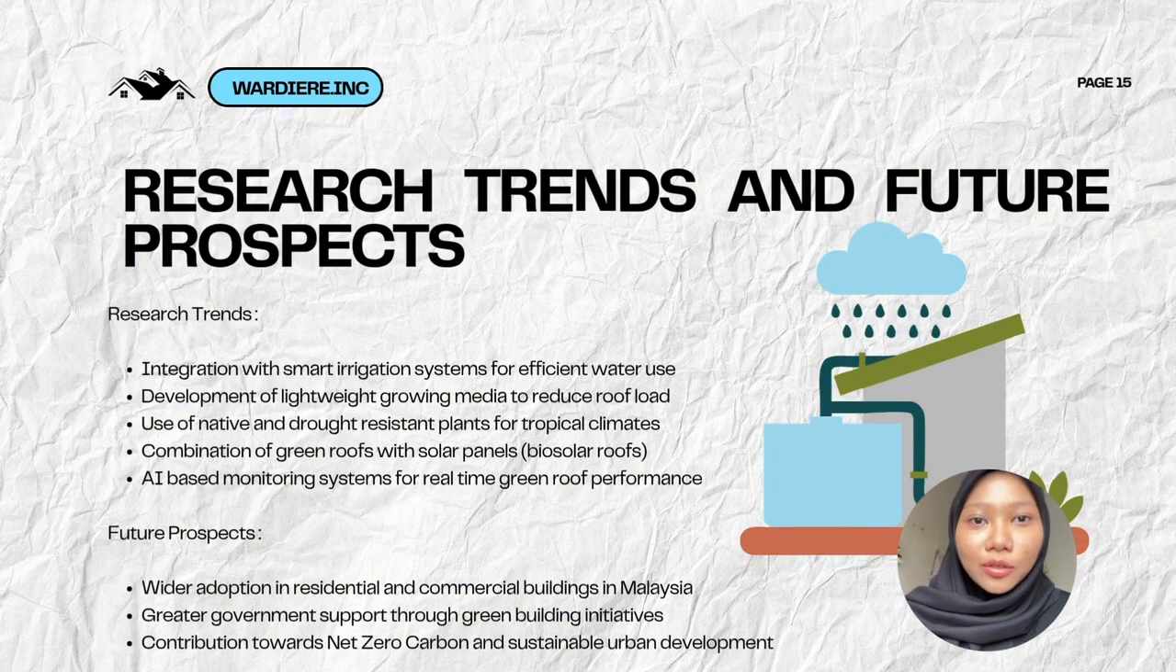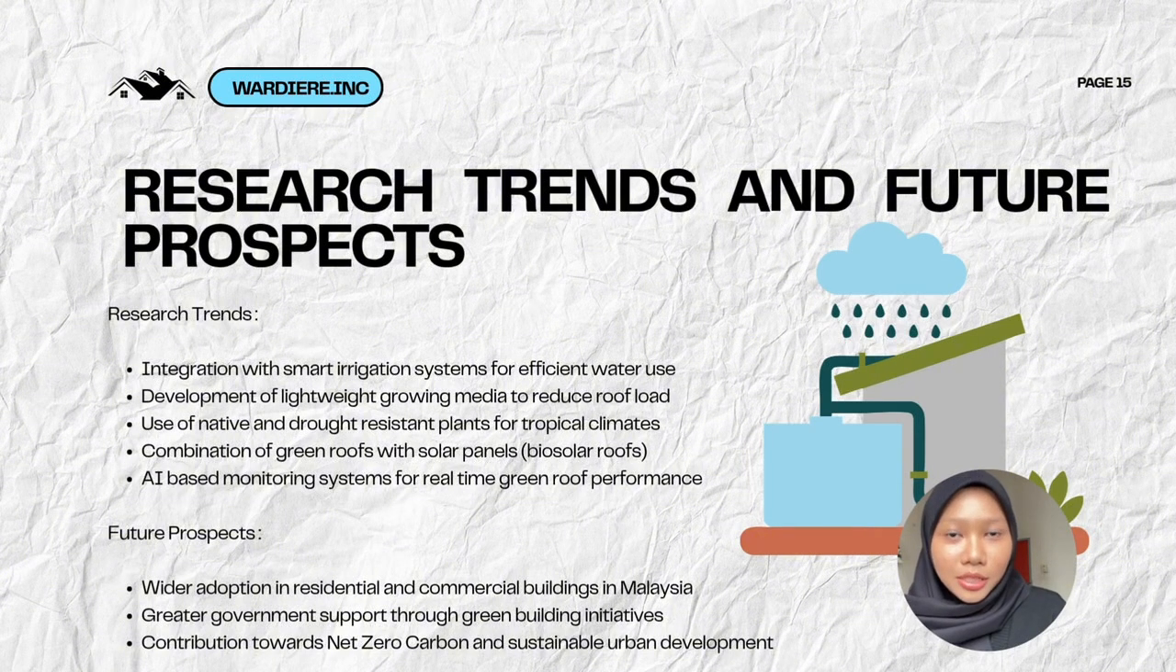Now, let's move on to the research trends and future prospects of green roof systems. Recent studies focus on improving the efficiency and sustainability of green roofs. Researchers are developing smart irrigation systems to reduce water usage, creating lightweight growing media to minimize structural loads, and selecting drought-resistant plants that are more suitable for tropical climates. Another growing trend is the integration of green roofs with solar panels, also known as biosolar roofs, as well as AI-based monitoring systems to improve maintenance and overall performance.